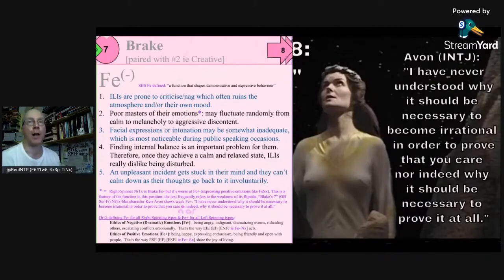Right, so ILIs are prone to criticize and nag, which often ruins the atmosphere and or their own mood. Again, poor masters of their emotions, they may fluctuate randomly from calm to melancholy to aggressive discontent. So that fits in with the idea of it being binary, lack of control. Facial expressions or intonation may be somewhat inadequate, which is most noticeable during public speaking. Okay, now, do you notice how that is like the same as the Kersey profile? They're describing the same kind of person.